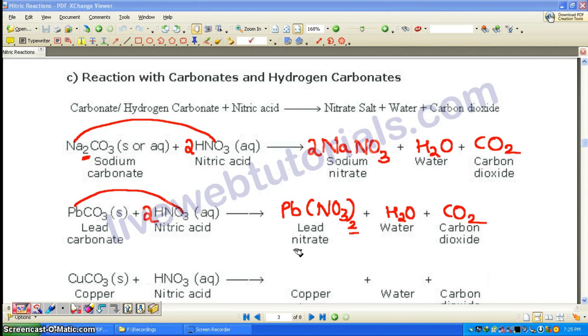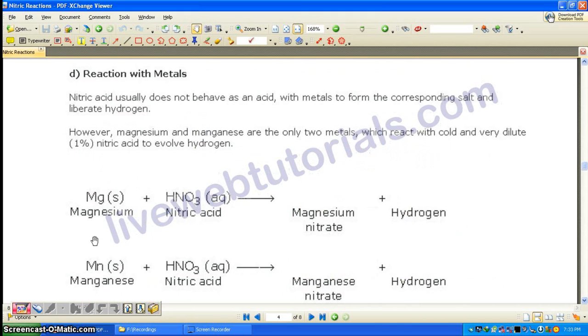The next equation is very similar to the equation we just did. Instead of Pb you are going to put Cu, so copper nitrate will be Cu(NO3)2 plus H2O plus CO2. I just have to multiply these with 2. Just put down these equations.